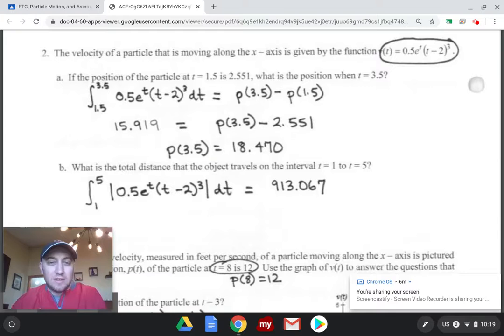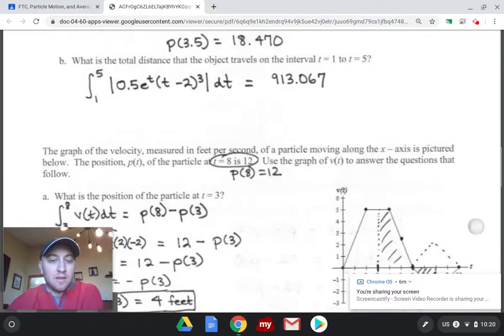B, what is the total distance? The total distance, looking at it as well, this all ends up being positive anyway. So once again, just using our formula, we get the total distance is 913.